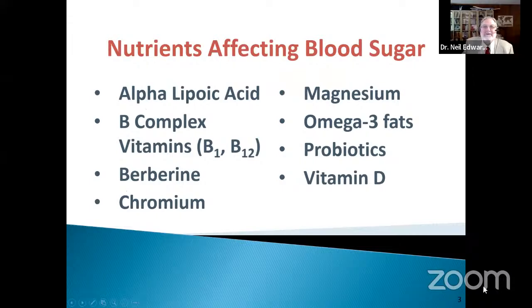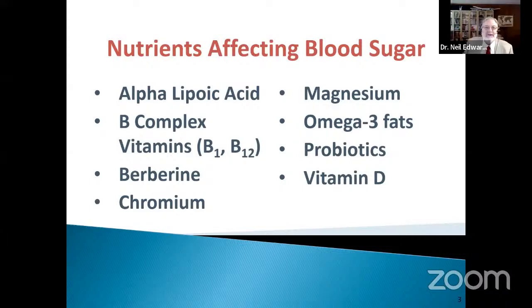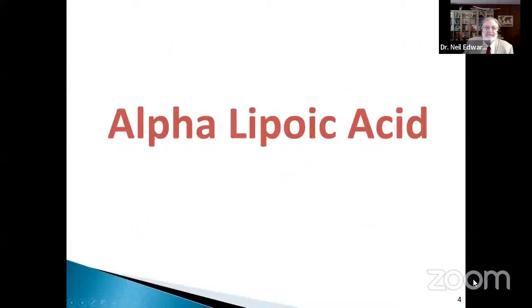I'm going to talk about a few nutrients today: alpha lipoic acid, two of the B complex vitamins, B1 and B12, the berberine compound from certain herbs, chromium, magnesium, omega-3 fatty acids, probiotics, and vitamin D, and their role in diabetes. We'll start with alpha lipoic acid.